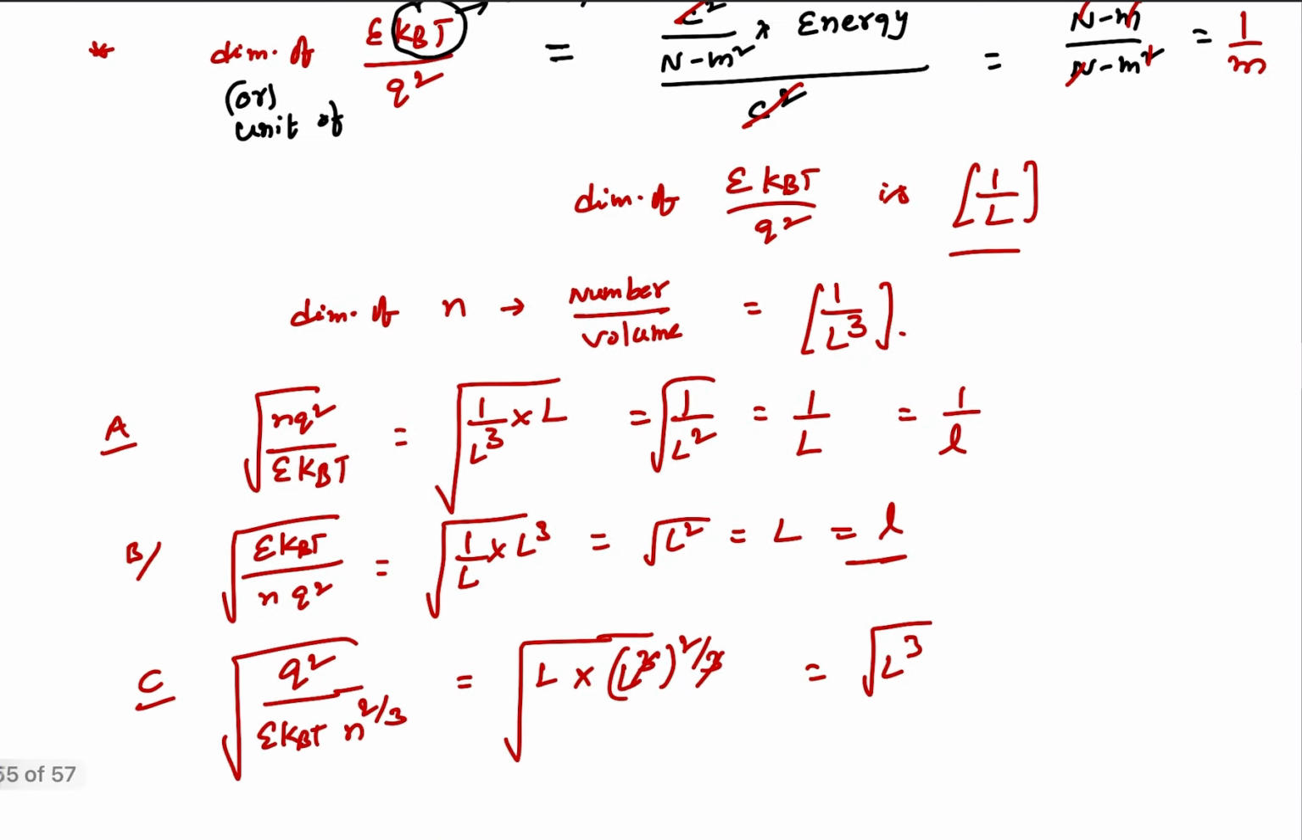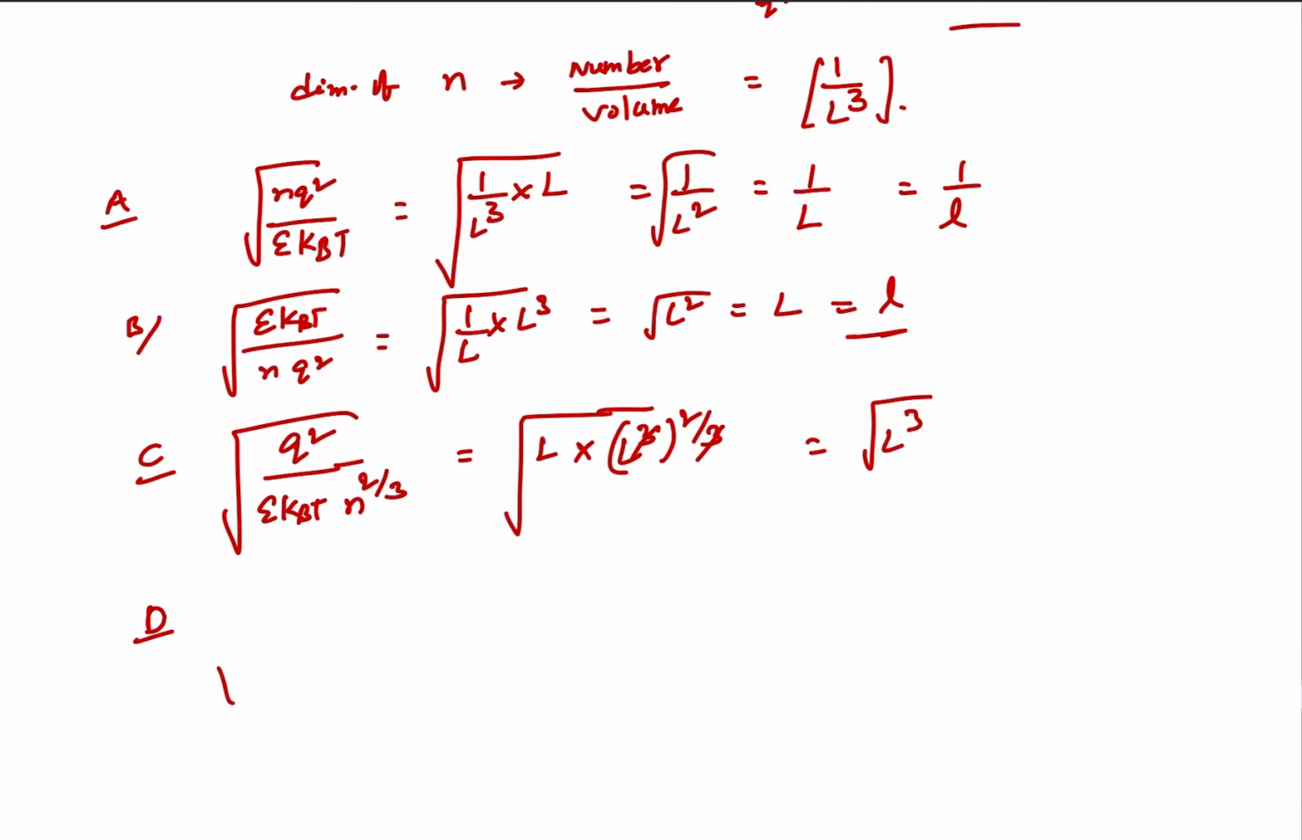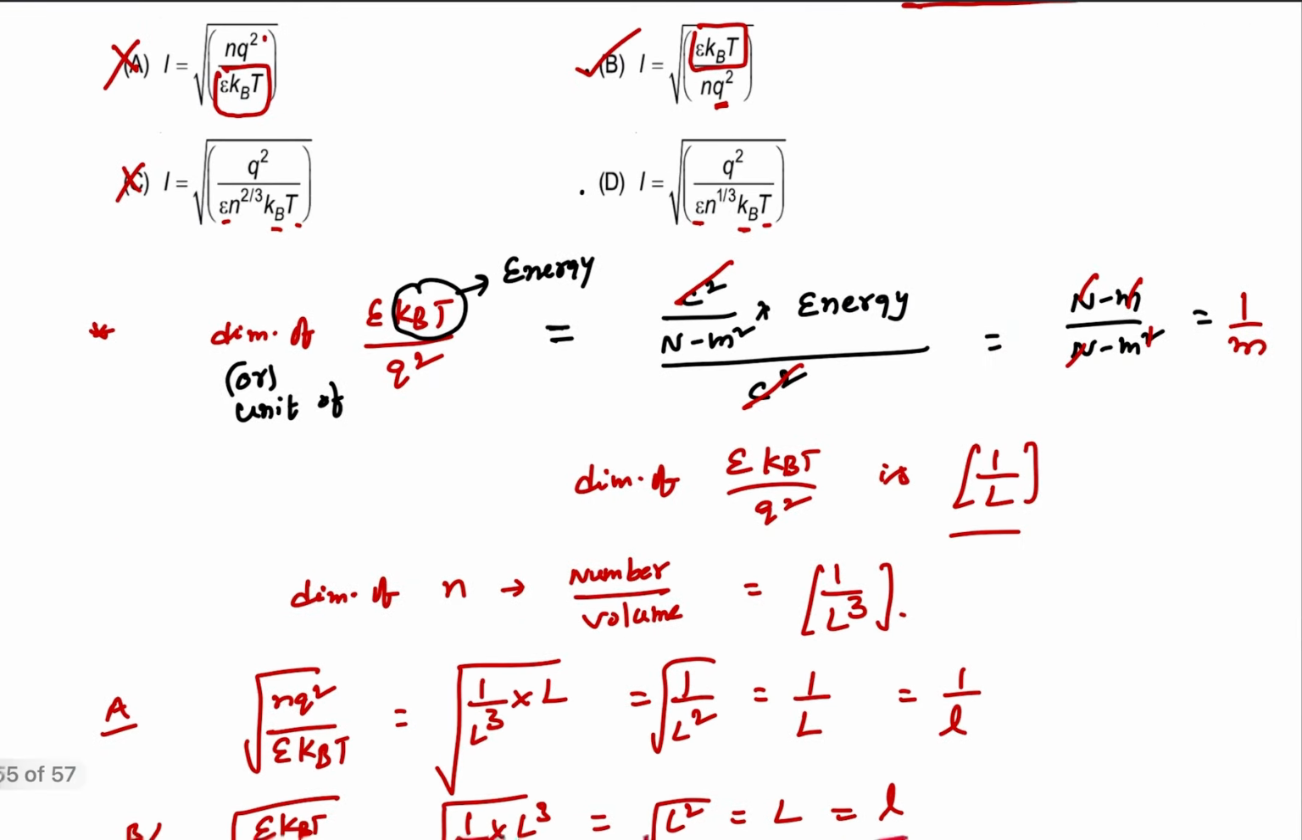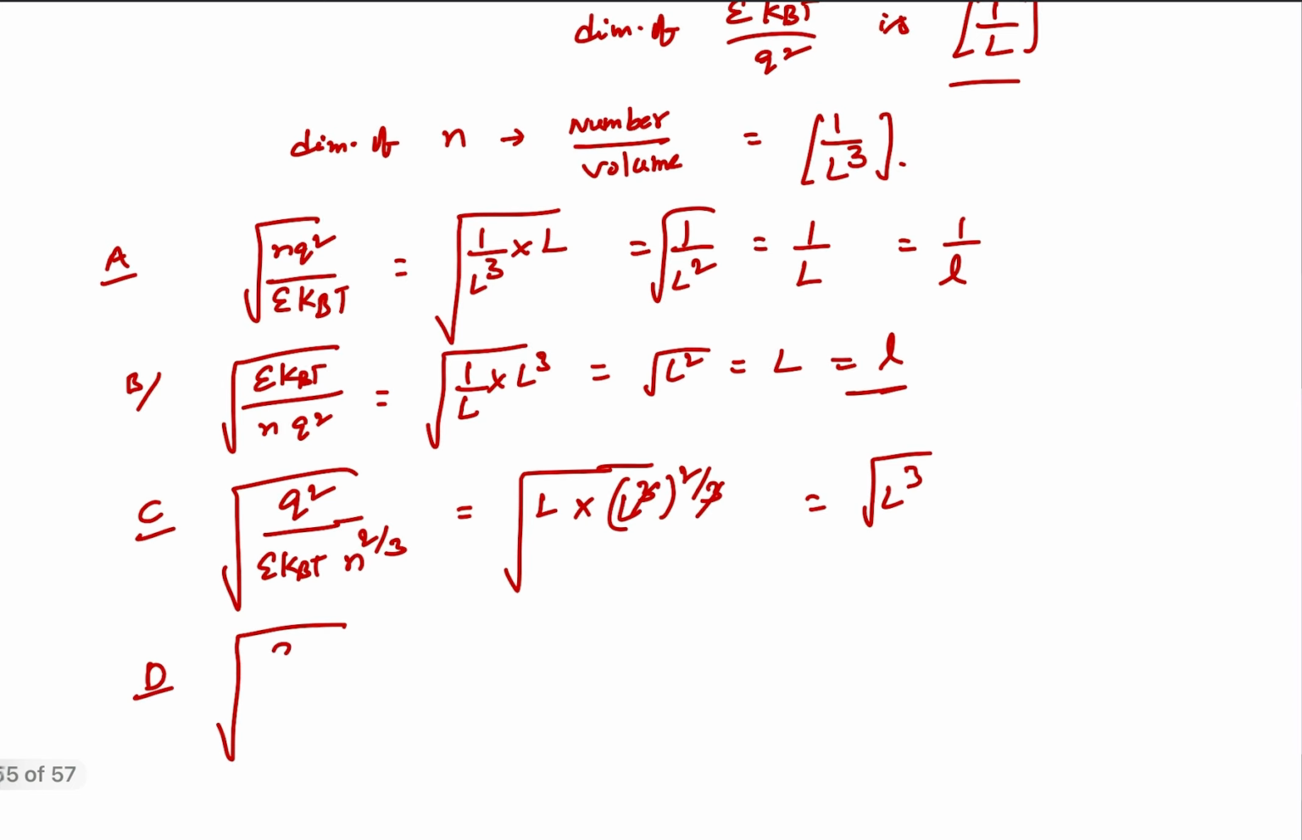2 get cancelled. I will get the L cube under root. So C option is the wrong option. D option you check.